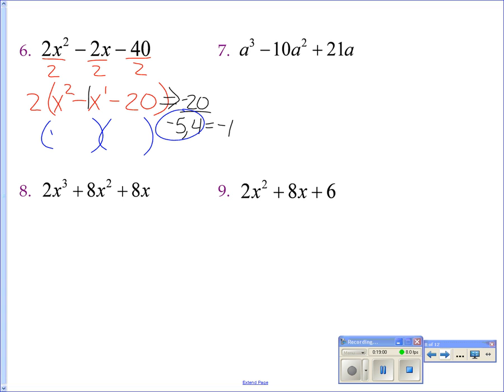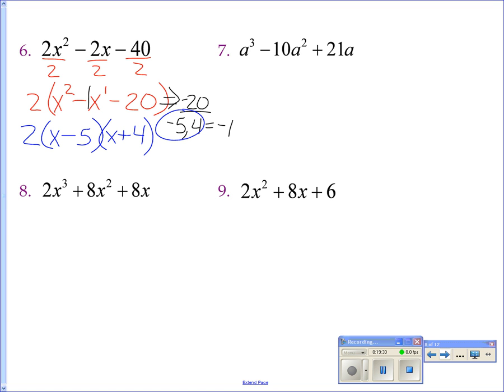So guys, I'm going to put x minus 5 and x plus 4. And what has to go up front? 2. And that's your answer. All right. All right, number 7, a to the third minus 10a squared plus 21a. Chase, what do you do first?